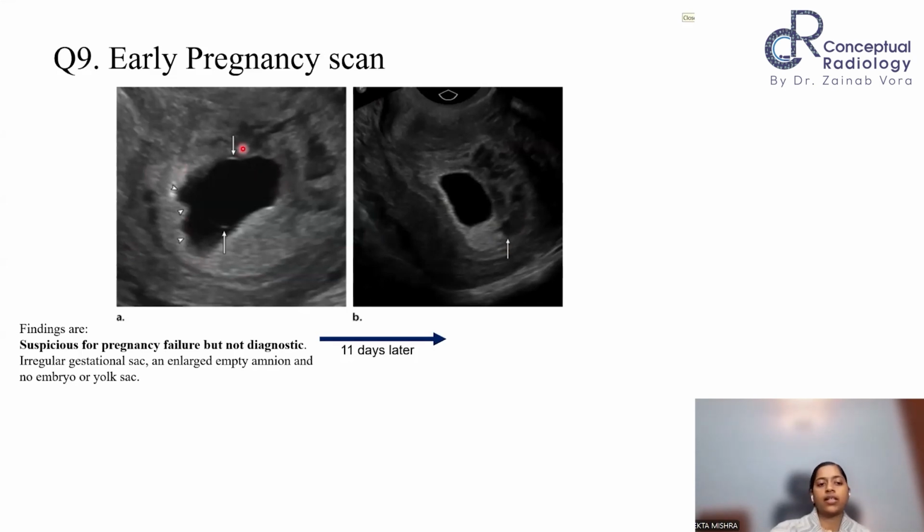If I have an irregular sac and a large amnion, they are suspicious. But 11 days later, I still don't see any sign of life. Along with some hydropic changes here, they become hypoechoic in the trophoblast. It's a non-viable intrauterine pregnancy. So these are the hydropic changes.